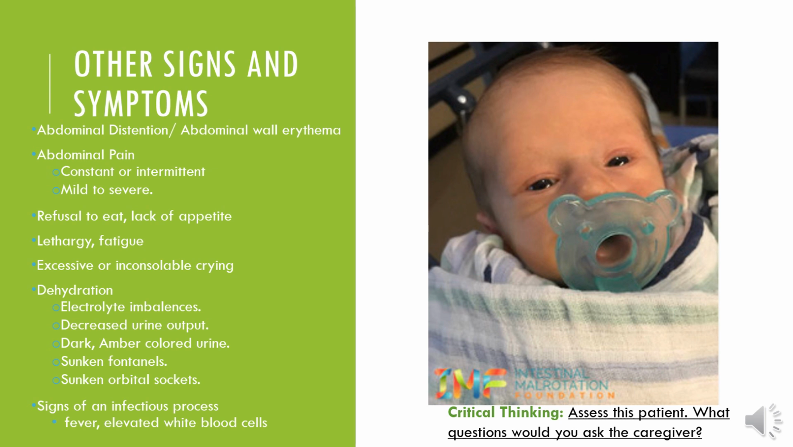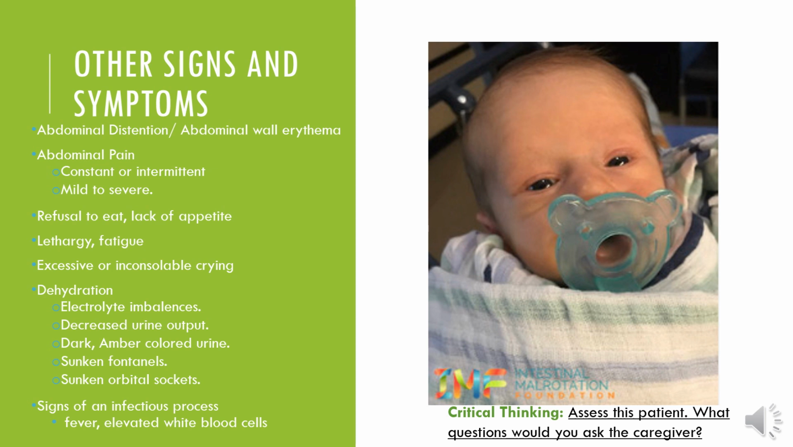Other signs and symptoms that a volvulus has occurred include abdominal distension, abdominal wall erythema, abdominal pain that can be consistent or intermittent, mild to severe, and can be often hard to distinguish in babies and young children. The child may also be refusing to eat or have a lack of appetite. They may be lethargic or fatigued. They may excessively cry or be inconsolable.